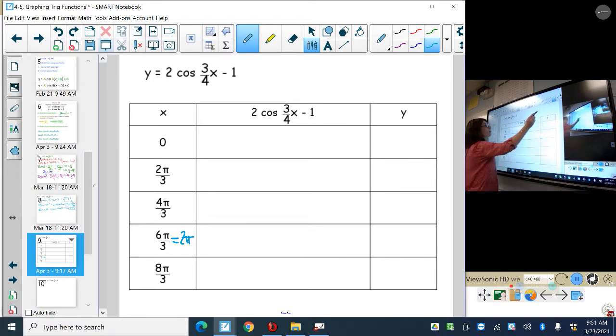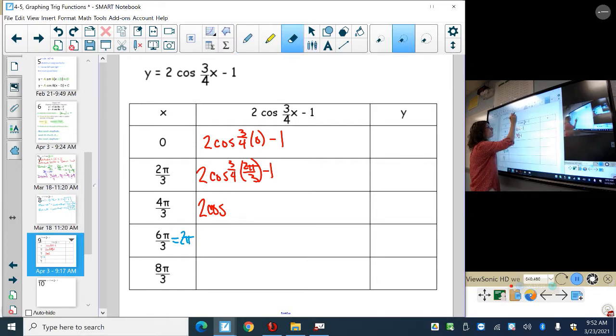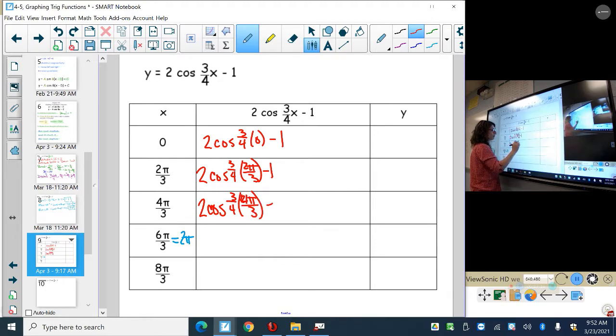So at this point, we're going to have a plug and chug. I'm going to have 2 times the cosine of 3/4 times 0 minus 1. I'm going to have 2 times the cosine of 3/4 times 2 pi over 3 minus 1. I'm going to have 2 times the cosine of 3/4 times 4 pi over 3 minus 1. This is going to be 2 times the cosine of 3/4 times 2 pi. And lastly, this is going to be 2 times the cosine of 3/4 times 8 pi over 3 minus 1.